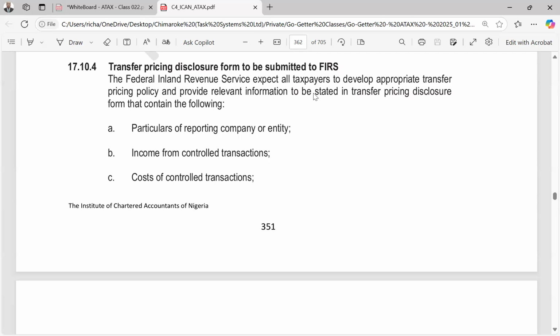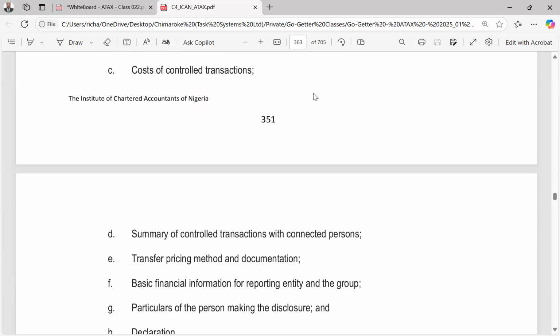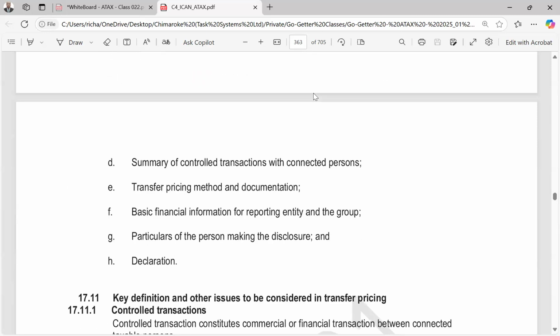What are their names? What kind of currency did they use? What are their styles and all that? Income from controlled transactions. So the income you get from those controlled transactions, you have to report them. Cost of controlled transactions. How much did you spend in controlled transactions? Then a summary of transactions with connected persons. And so you can also do that with non-connected persons.